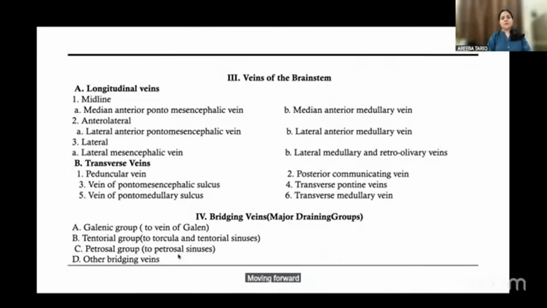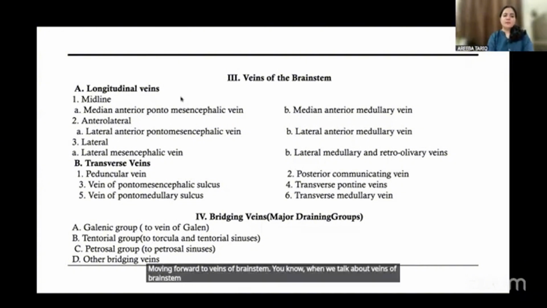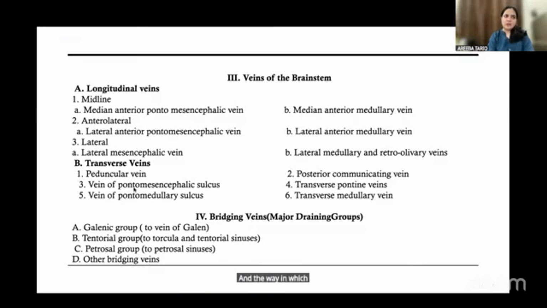Moving forward to veins of the brainstem. Now, when we talk about veins of the brainstem, we divide them into 2 types. One which are running longitudinally, as the name suggests, are known as longitudinal veins. And the veins which are running transversely, or communicating with the 2 longitudinal veins, are known as transverse veins. So longitudinal veins which are running in the midline are known as the median anterior pontomesencephalic vein or median anterior medullary vein.